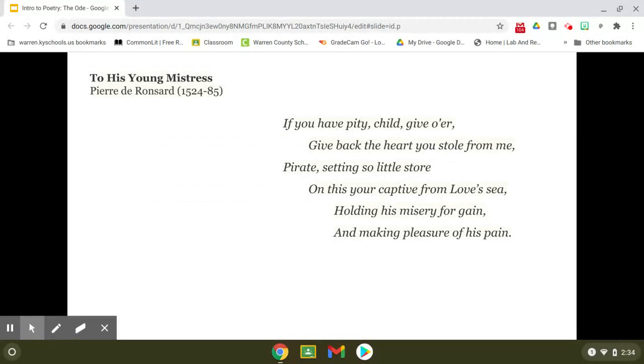If you have pity, child, give o'er, or give over. Give back the heart you stole from me. Pirate, setting so little store on this your captive from love's sea, holding his misery for gain and making pleasure of his pain.